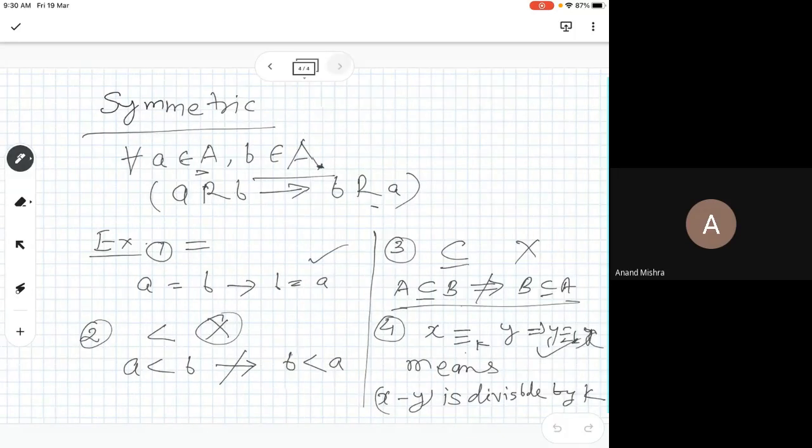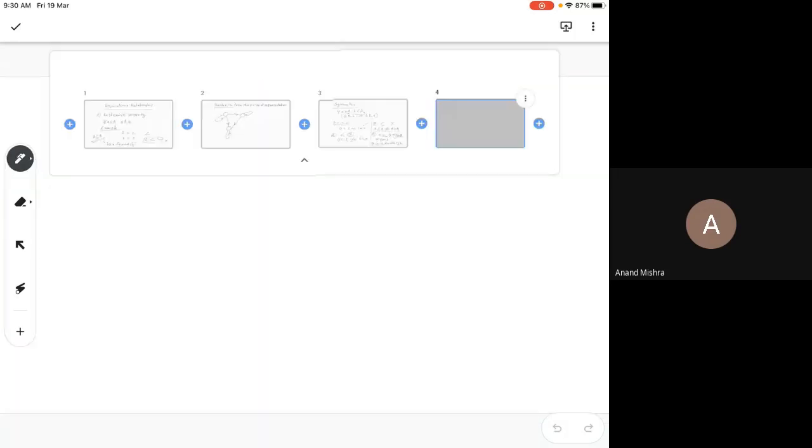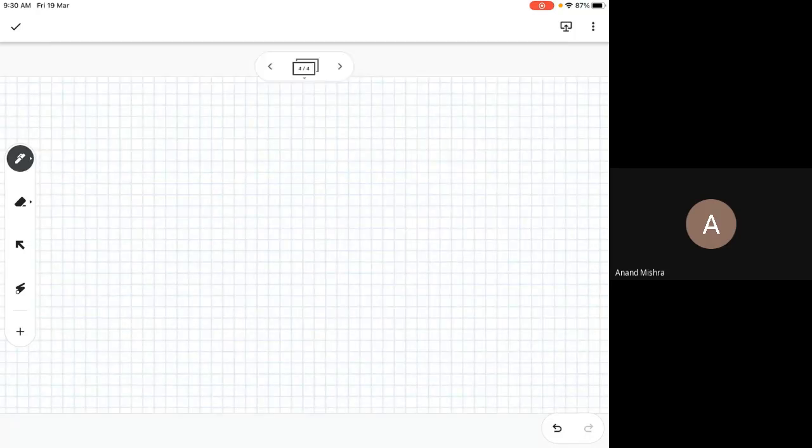How do you represent this using graphical notation, or graph-based notation? So in the graph-based notation, I will ask a question here.